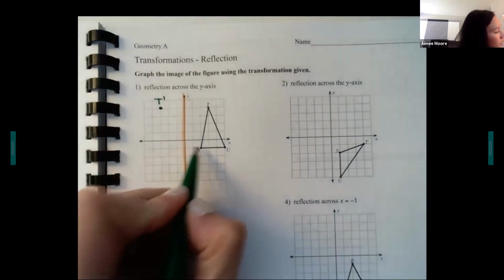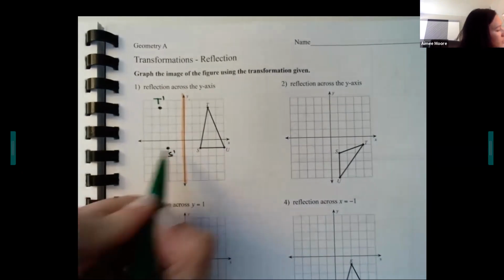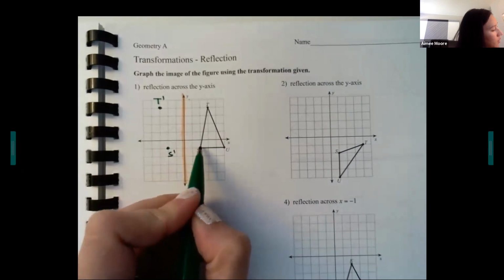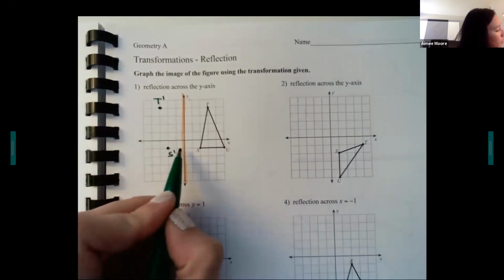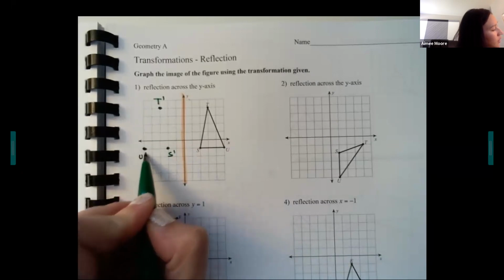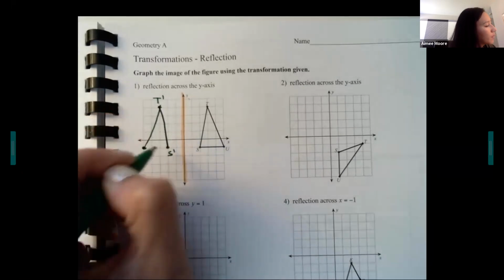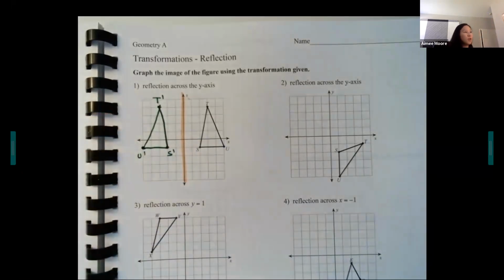S is 1, 2. So I'll go 1, 2 to the left, and that's S prime. U is 1, 2, 3, 4, 5. So I'll go 1, 2, 3, 4, 5, and that's U prime. So there's our reflected triangle.